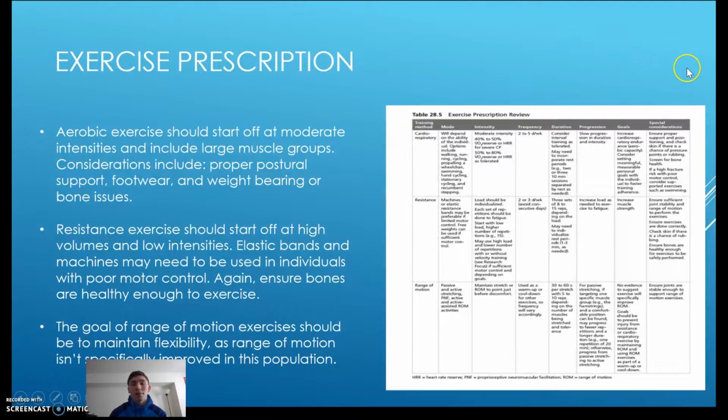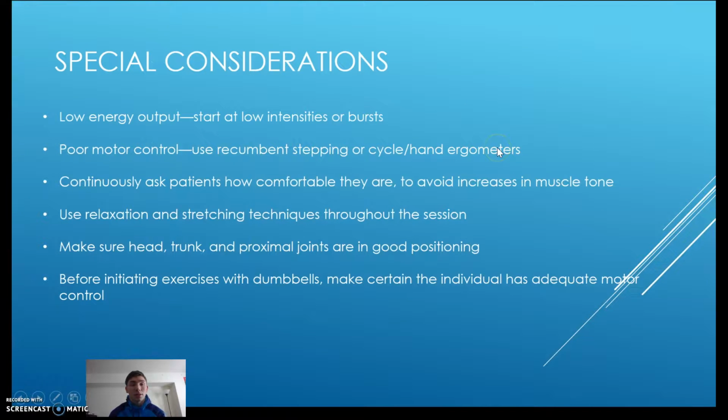Some special considerations with this group is a low energy output. So again, this is why we start at low intensities or bursts. And again, as I mentioned, many times, poor motor control. So use recumbent stepping or cycle hand ergometers, something that will allow them to not have to balance themselves. Continuously ask patients how comfortable they are to avoid increases in muscle tone. This is referring back to the spasticity as I was talking about.